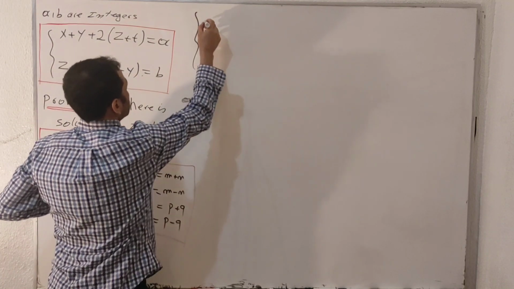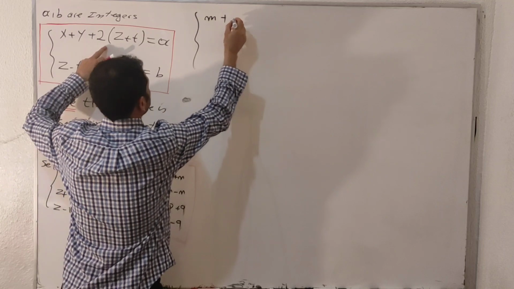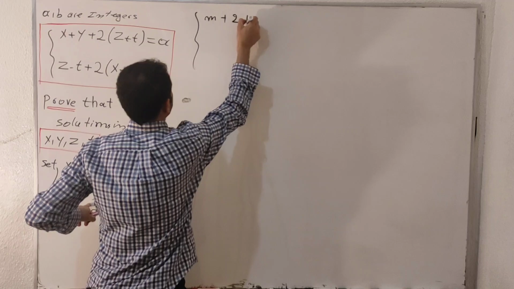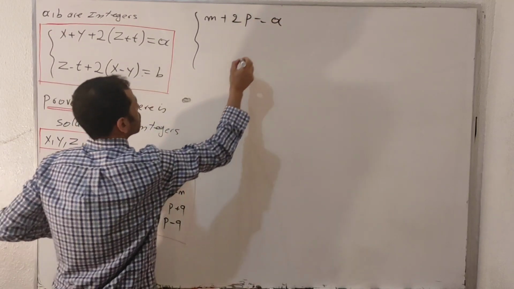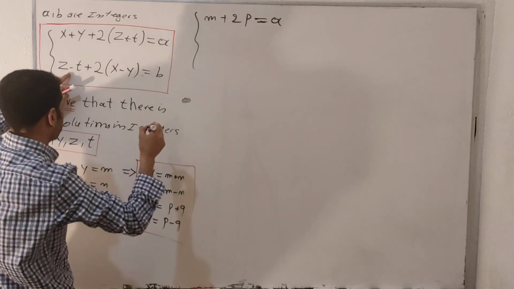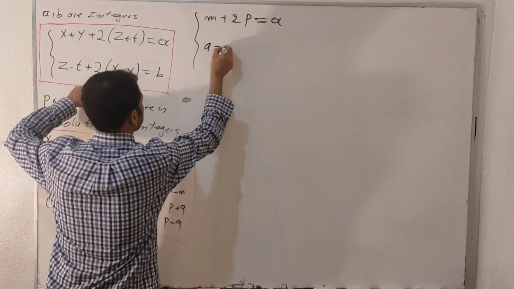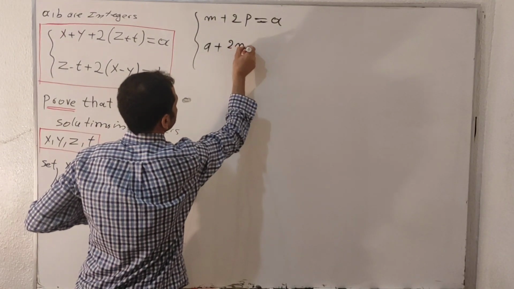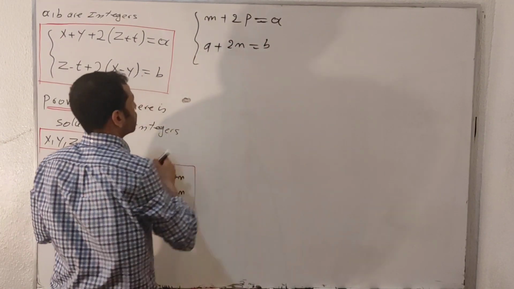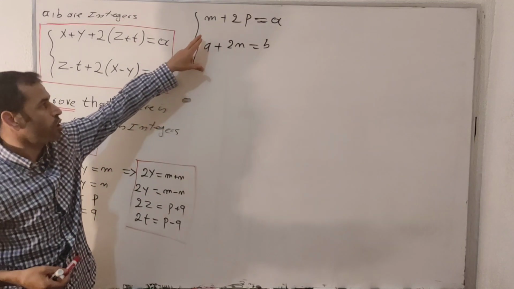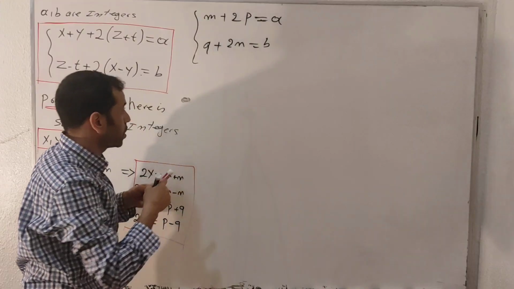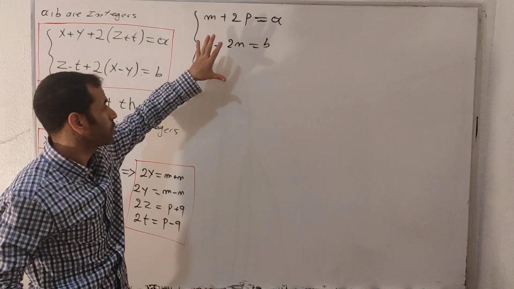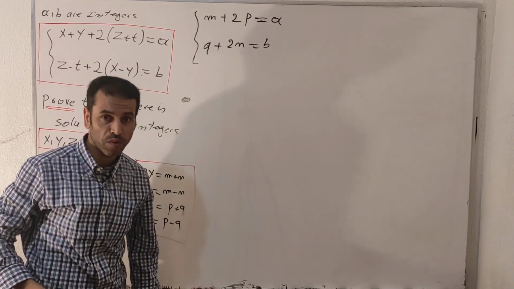So we'll have m plus 2 times z plus t, which will be replaced with p, so m plus 2p equals a. In the second equation, I will have z minus t, which is q, plus 2 times x minus y, which is 2n, equals b. Now my equation system is reduced to the smallest expression. Here is a problem. We have 1, 2, 3, 4 unknown variables. It's more challenging to solve this one with 4 unknown variables.